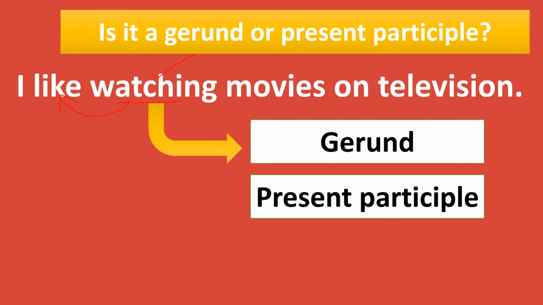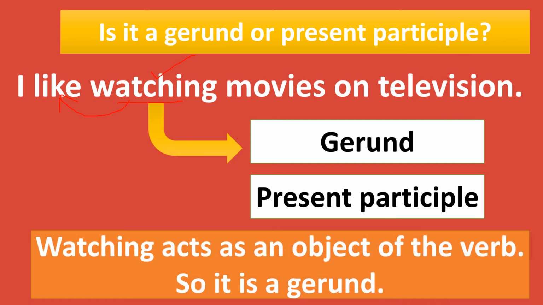So here watching is a gerund or present participle? It is a gerund. Why? It is an object of the verb, that is like.